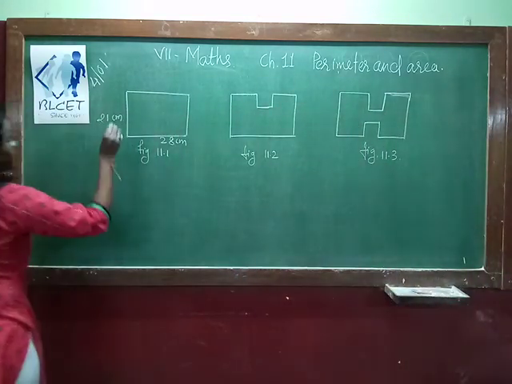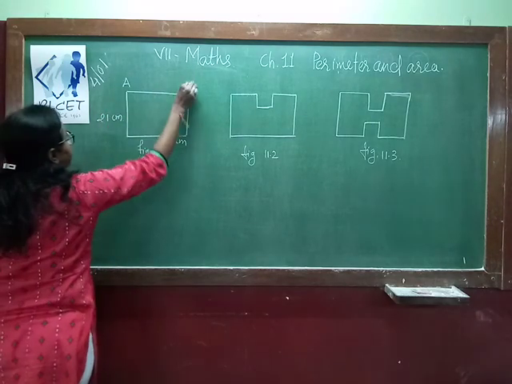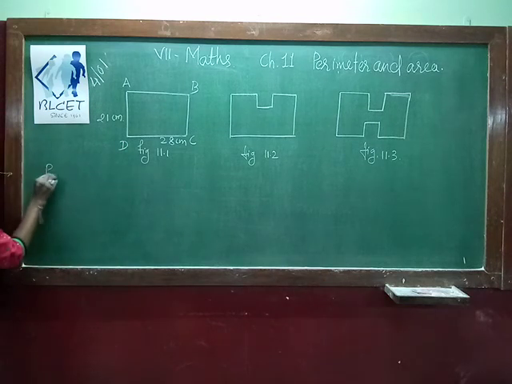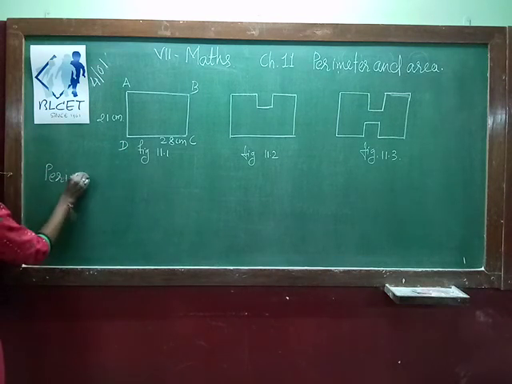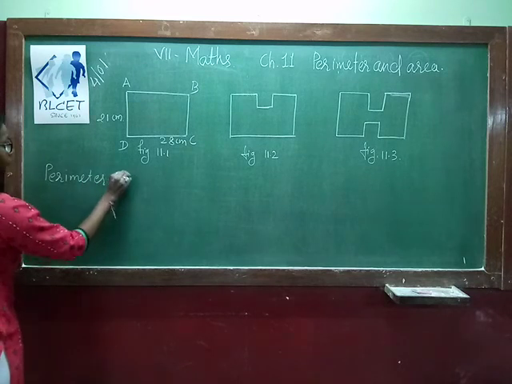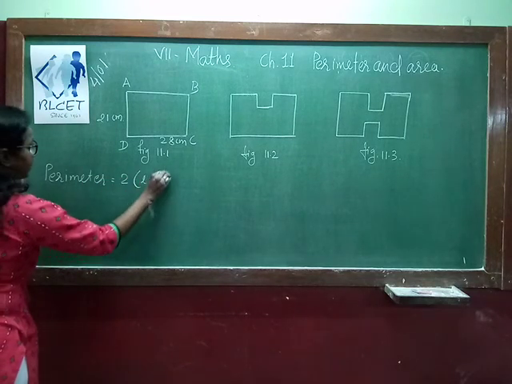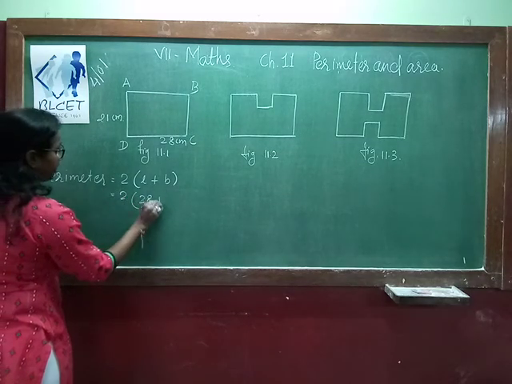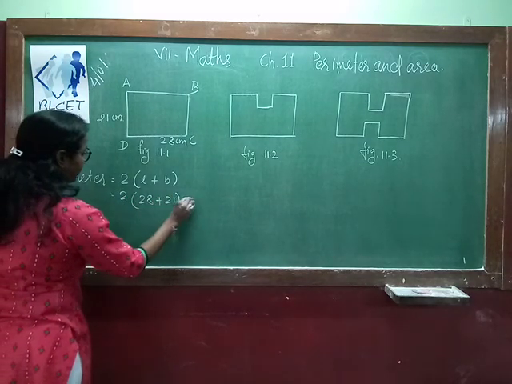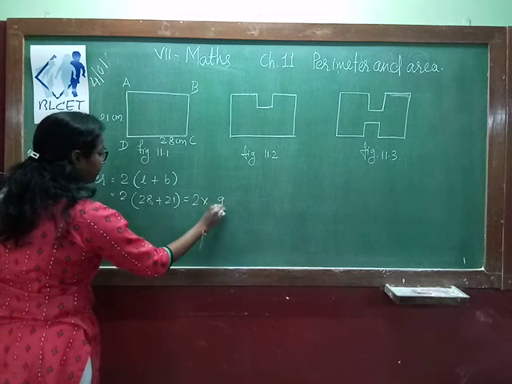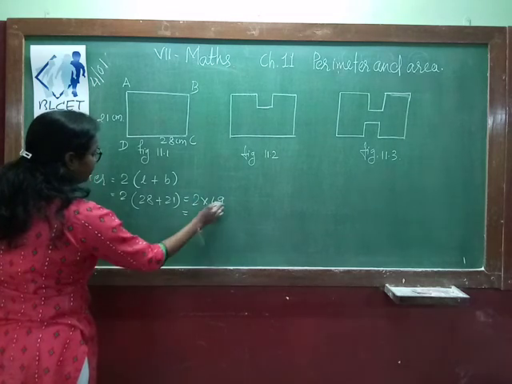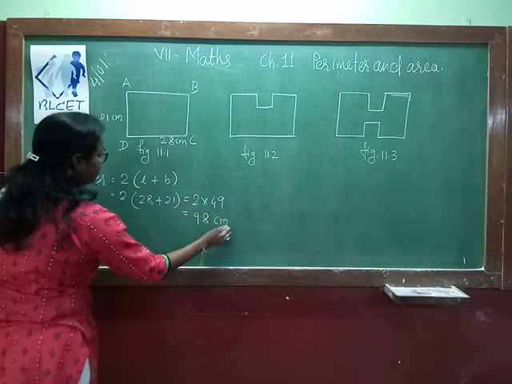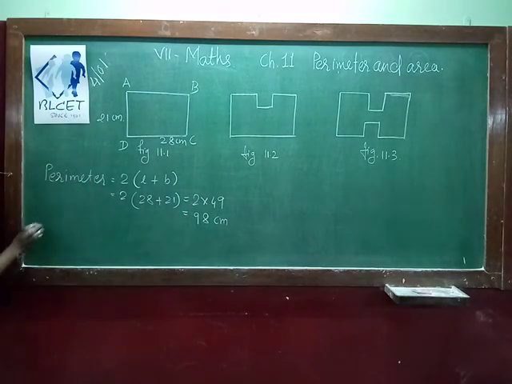If you find the perimeter, name it as A, B, C, D. So perimeter is 2 times (L plus B), which is equal to 2 times (28 plus 21), which is equal to 2 into 49, which is equal to 98 centimeters. So this is the perimeter. Next we will find area.